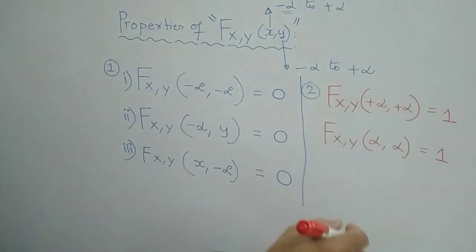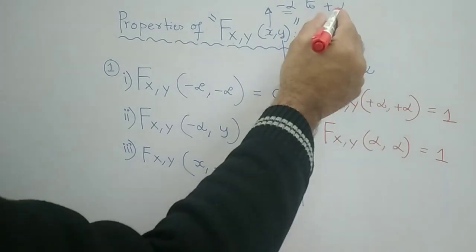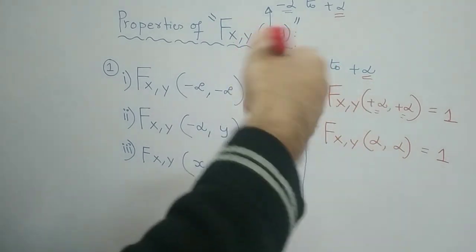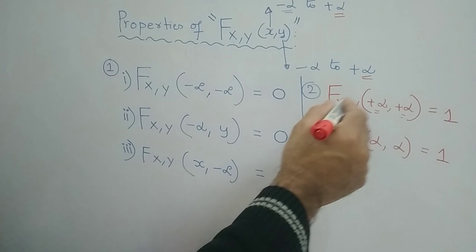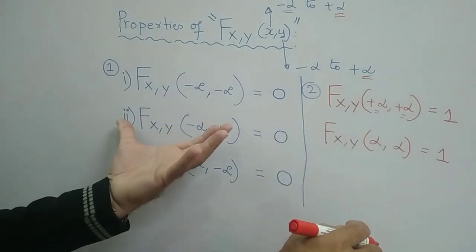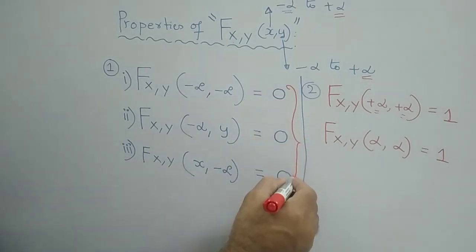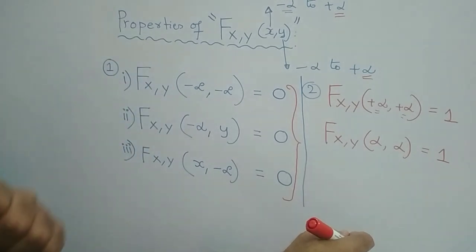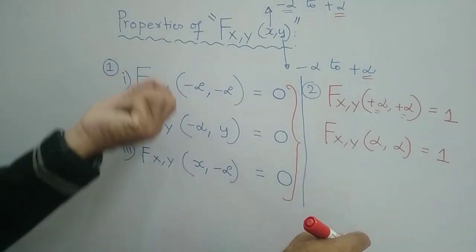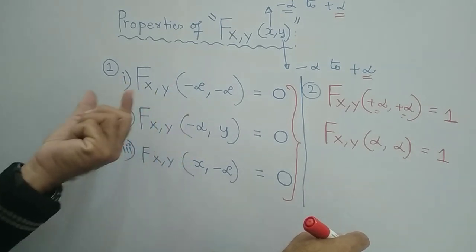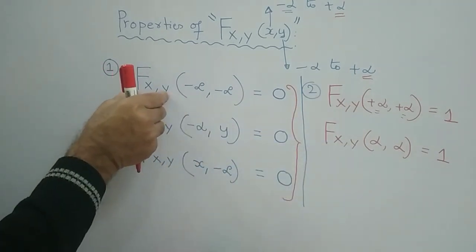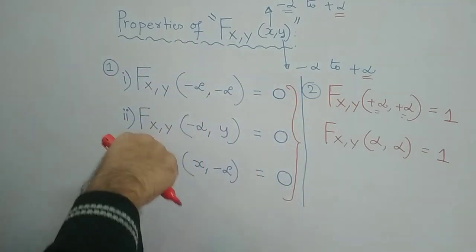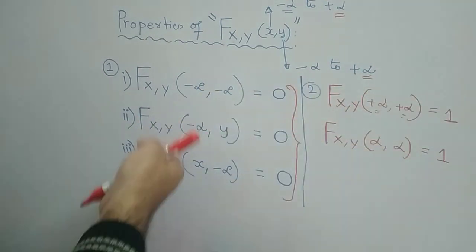Clear? So from this, what you understood is that the distribution function for the maximum limit values of x and y becomes 1. Combined, these three are collectively called the first property, and this is your second property. Therefore, from the first and second properties, you can say that the joint distribution function F of x, y lies between 0 and 1. Therefore, 0 is its minimum value, 1 is its maximum value. That is the third property.